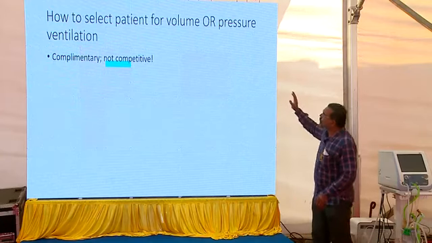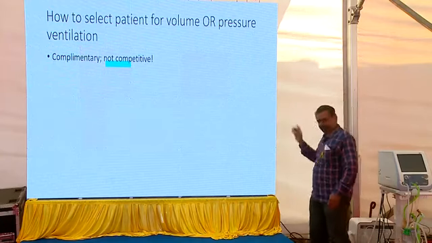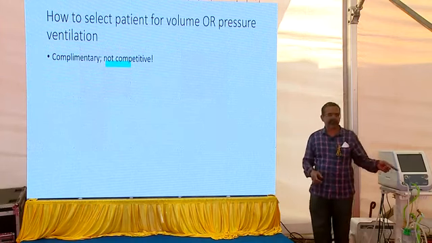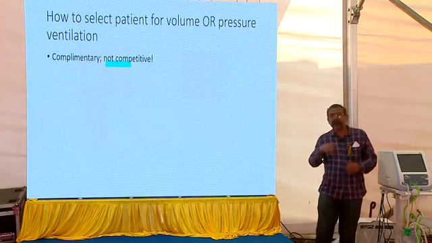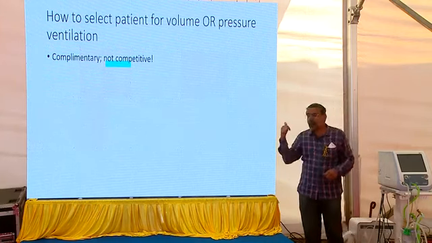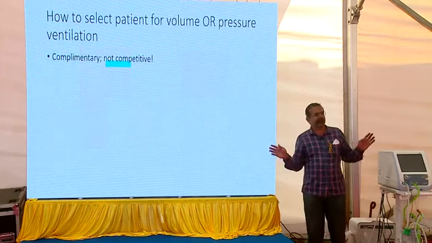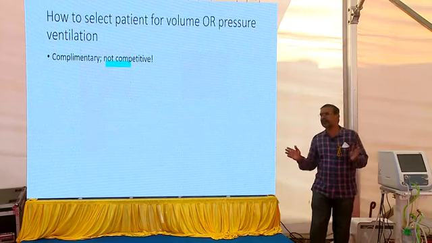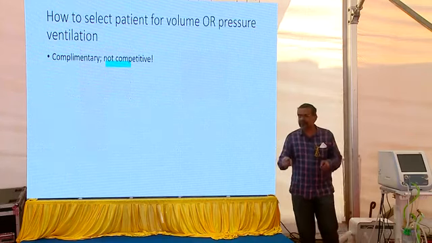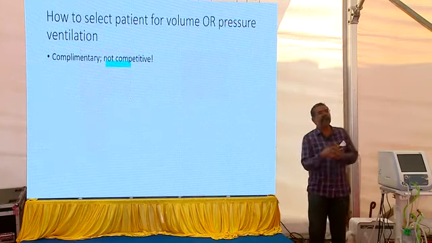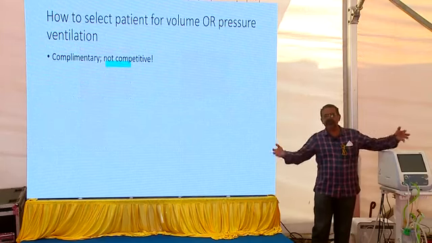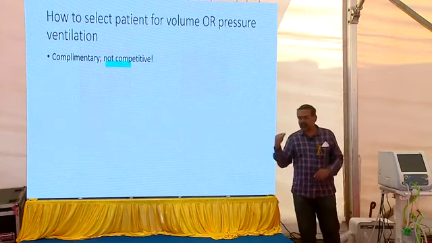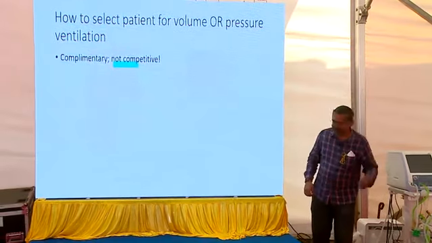Now the better question is how to select a patient for volume or pressure. How to select a given patient for this one. So these are complementary modes, not competitive. Don't put competition between them. CPAP and HFNC are competitive, no. Complementary, yes. Similarly, pressure and volume are complementary to each other. If you got both options, then your job is done. So that we'll see one by one.